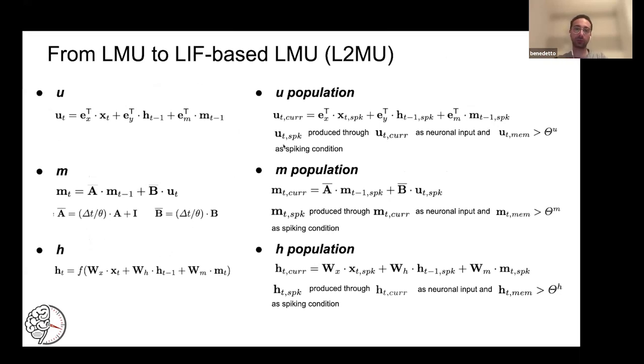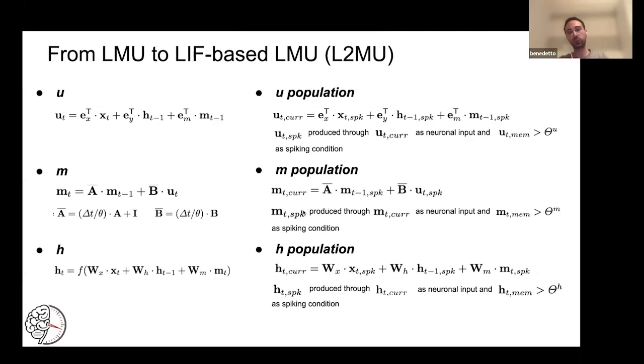On the left, I reported the operations used by the standard Legendre Memory Unit, and on the right, how we converted them into the spiking version. For example, if we take a closer look at how the memory state is converted: in the non-converted Legendre Memory Unit, there is a linear combination of the previous memory state and the input. In our case, this state became a population of neurons, and there is the same linear combination, but these two vectors represent vectors of spikes. What we determine with this linear combination is just the input current for the neuron population.